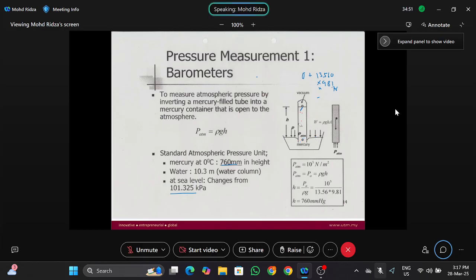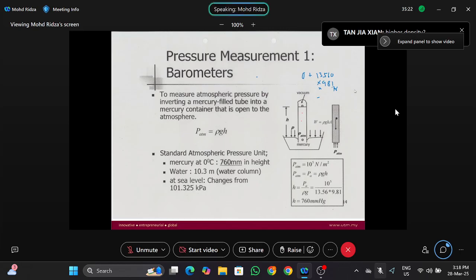So the concept is just balancing the weight of the mercury, which is the rho GH, with the pressure outside. Okay, so this is another question. Why are we using mercury? Why don't we use water, for example? Why do you think we use mercury instead of water?